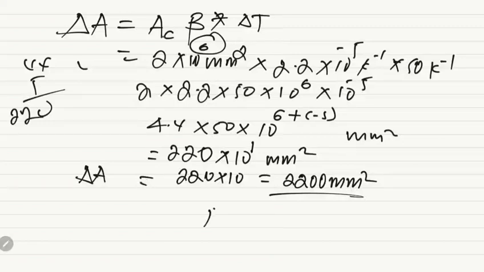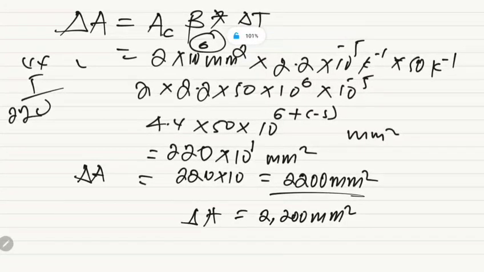The change in area is how much? The change in area is 2200 millimeter square when you heat iron from 30 to 80 degrees Celsius, if the initial area was 2 million millimeter square. Now what else?